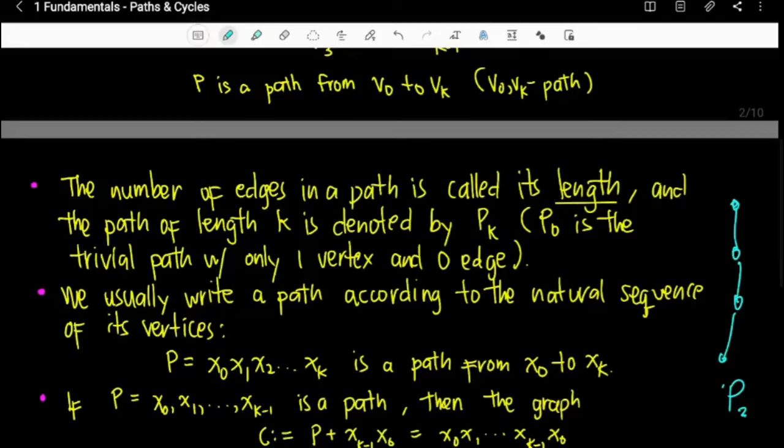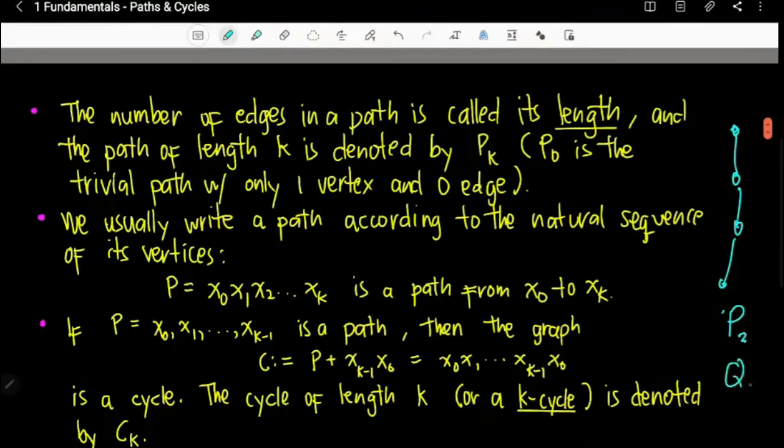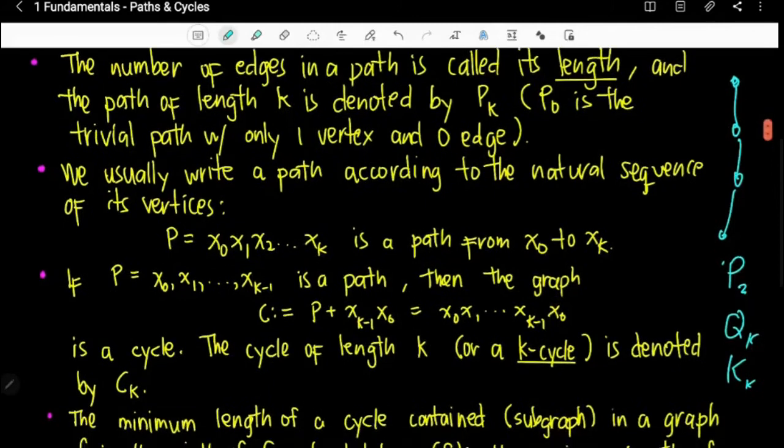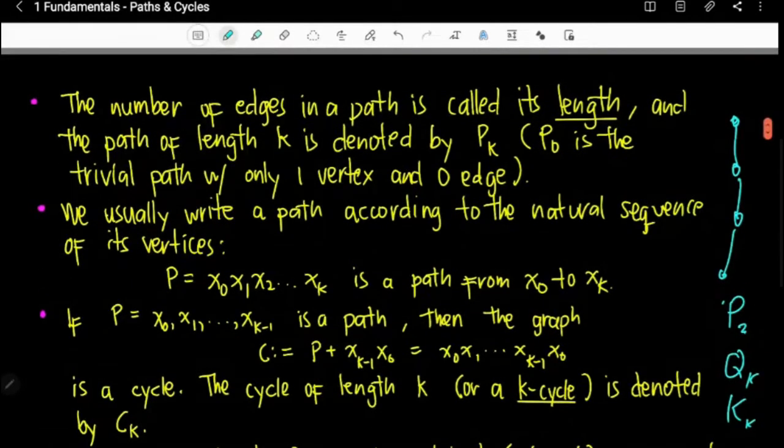So, medyo marami na akong binigay na special graph. Meron tayong Q sub K. Meron tayong complete graph. So, this time yung P is a path. Tapos yung C will be our cycle. We usually write a path according to the natural sequence of its vertices. So, kung paano yung pagkakasunod-sunod ng vertices, that's how we write a path. So, a path from x0 to xk is really x0, x1, x2, x3, and so on up to xk.